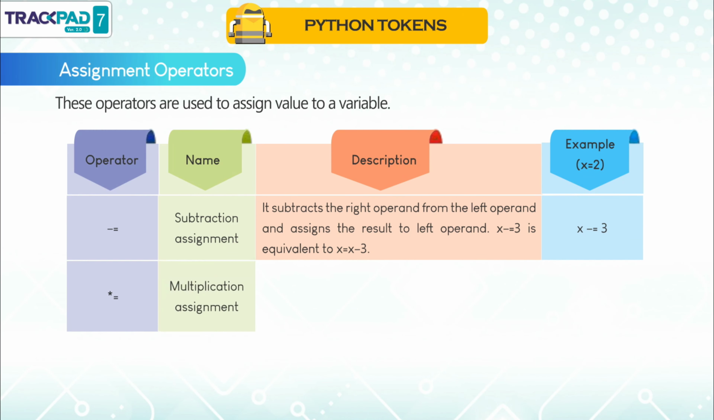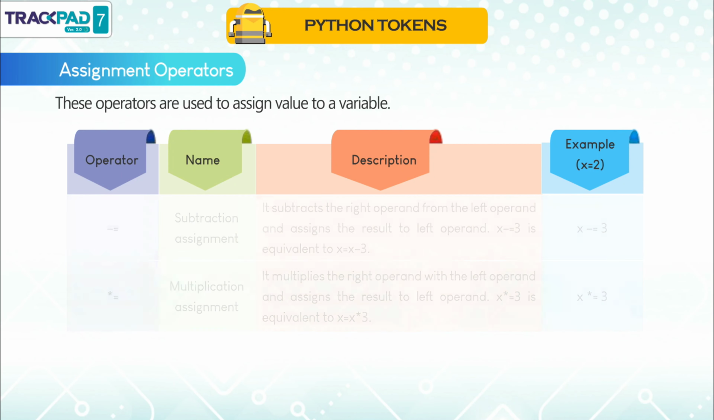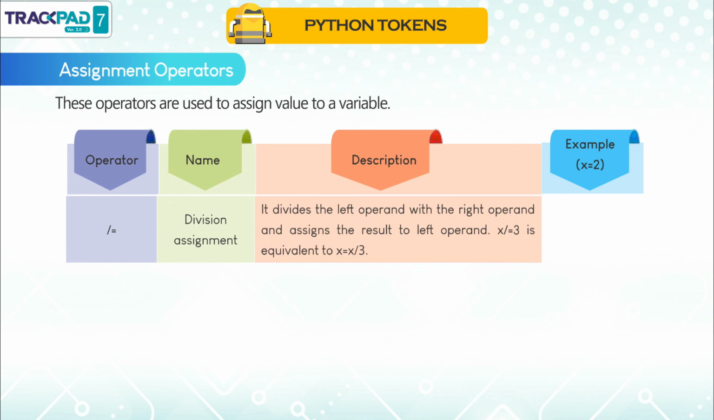Star equal to, multiplication assignment. It multiplies the right operand with the left operand and assigns the result to left operand. x *= 3 is equivalent to x = x * 3. x *= 3. Slash equal to, division assignment. It divides the left operand with the right operand and assigns the result to left operand. x /= 3 is equivalent to x = x / 3. x /= 3.